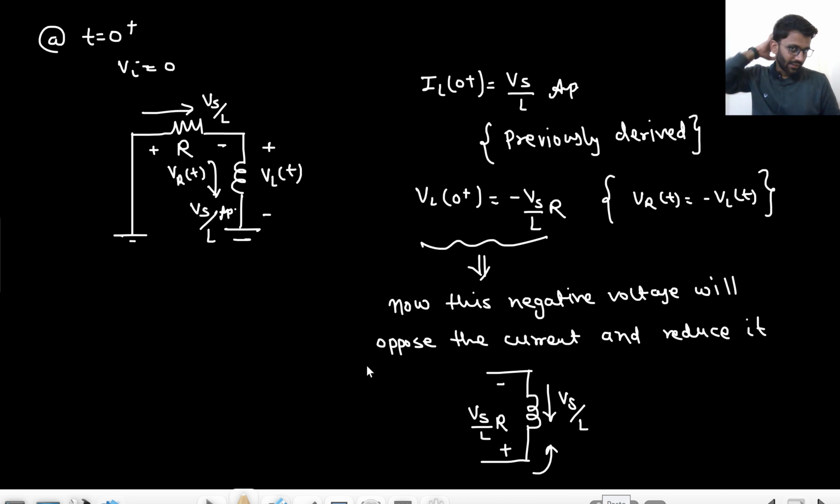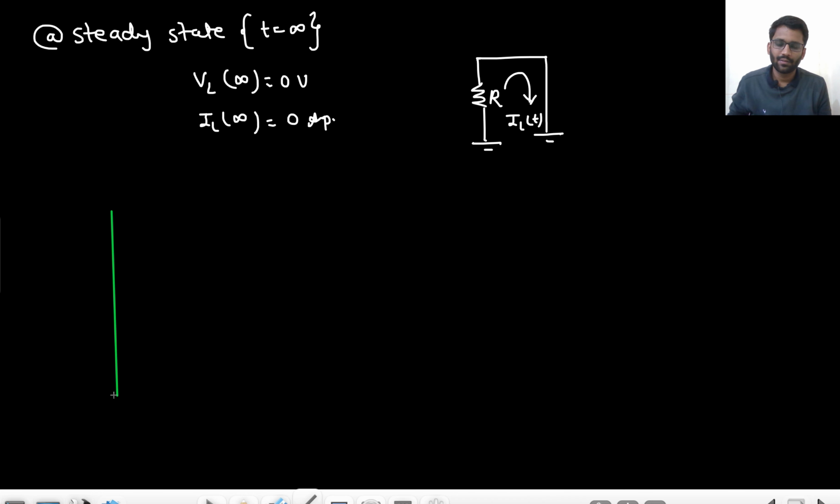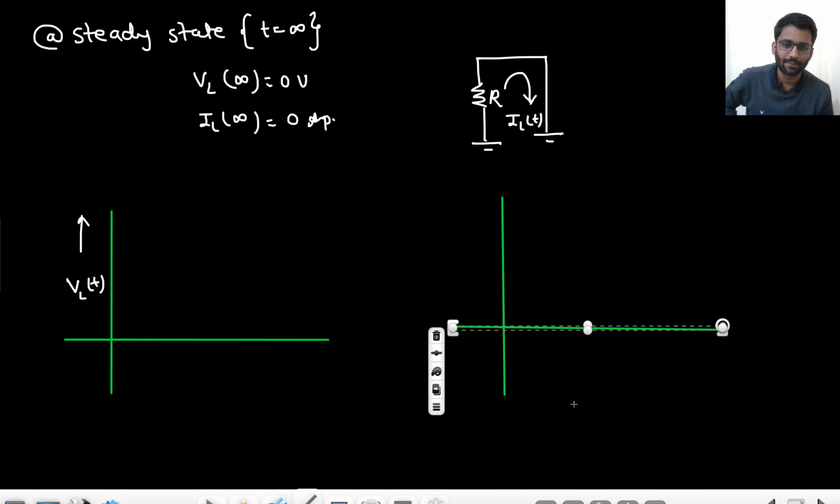So what was happening in case of I_L(t)? I_L(t) was initially 0, suddenly it was rising up to Vs by L, then it was going down to 0, right? This is the graph of V_L(t), and then we will have a graph of I_L(t).